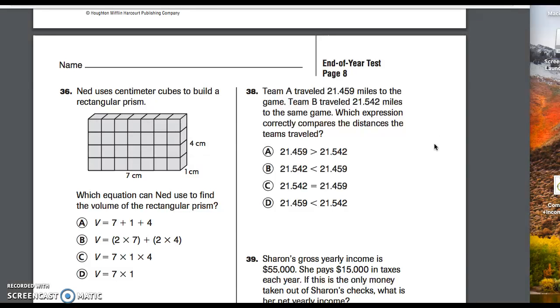38. Team A traveled 21 459 thousandths miles to the game. Team B traveled 21 542 thousandths miles to the same game. Which expression correctly compares the distances the teams traveled?